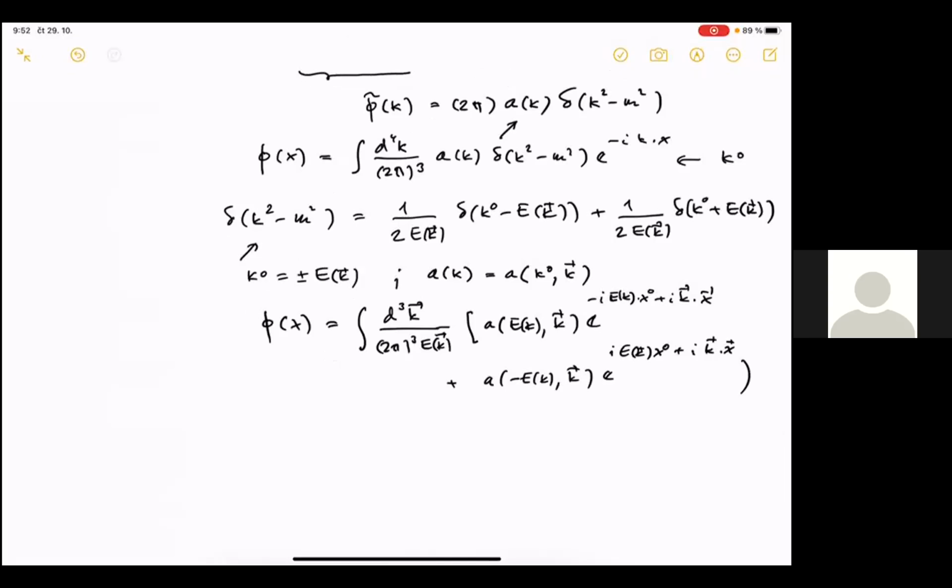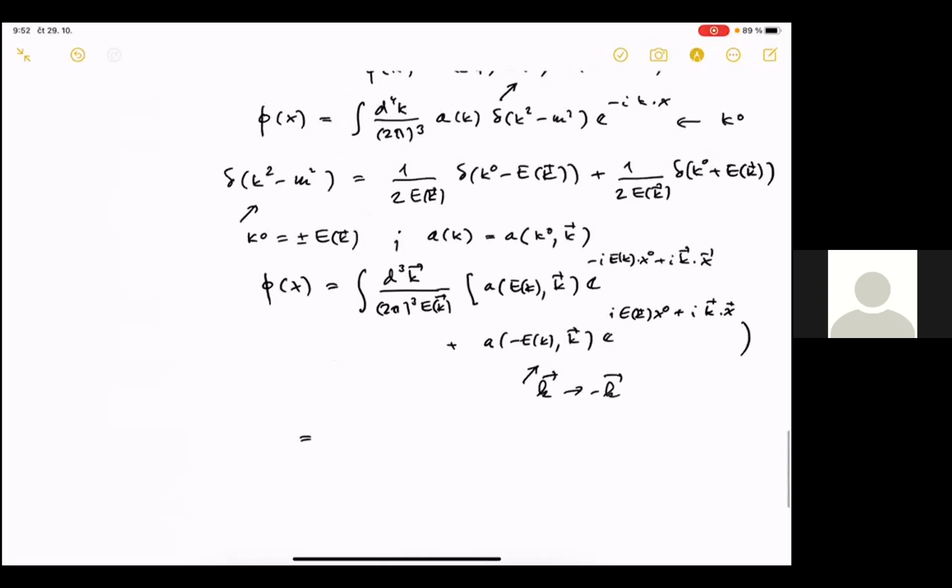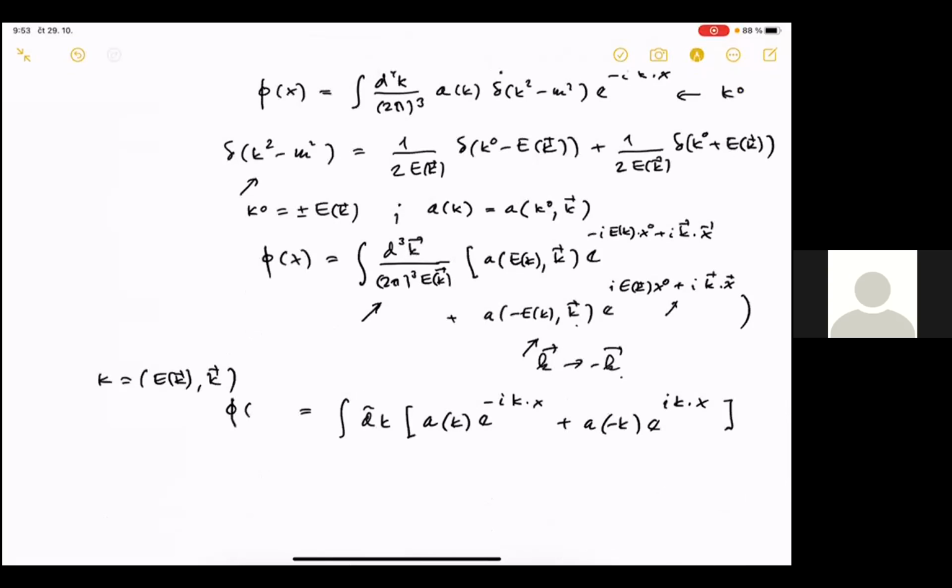Again, it is useful to make a substitution in the second integral, k to minus k. And what we obtain is just, remember that this is the expression for our invariant measure, d tilde k, times two terms, a k times e to minus I k times x, plus the second term, where k becomes minus k, so here we obtain a minus k times e, and since we changed the sign, we can rewrite this exponential as plus I k times x, where we tacitly assume that this k has the components k and k. This is our final expression for the general form of the solution of the Klein-Gordon equation in terms of these undetermined coefficients, ak and a minus k.